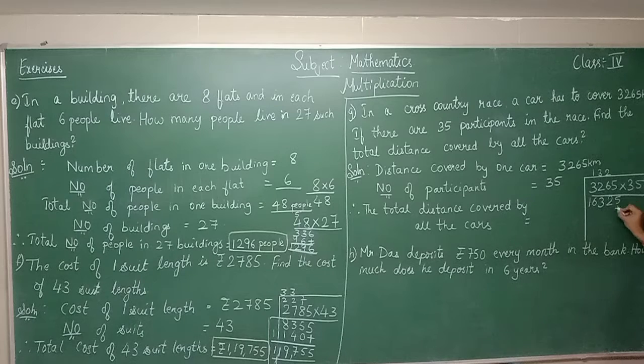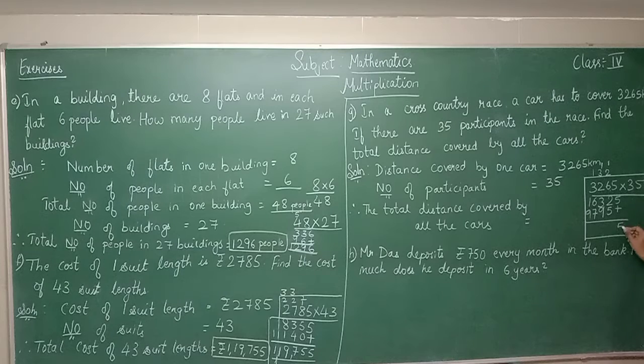Next, you have to put plus. Don't continue here only. First you have to take plus. 3 5s are 15, 1 carry. 3 6s are 18. 18 plus 1, 19. 1 carry. 3 2s are 6. 6 plus 1, 7. So no need to carry. 3 3s are 9.